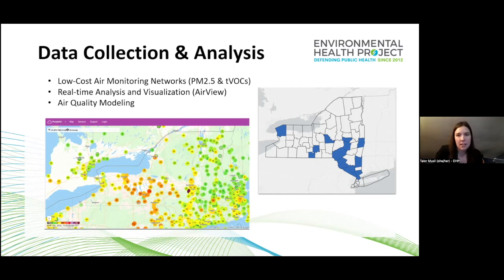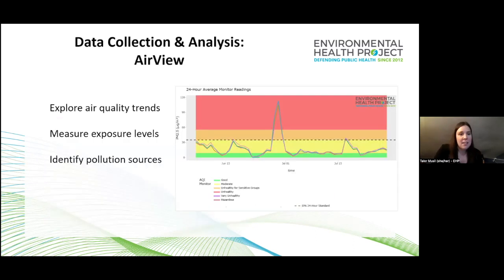Next, please. So our AirView app is an online platform that has been iteratively designed with feedback from partner communities about what would be most useful for their efforts to protect ultimately their neighbors' health. The tool has 3 primary uses. So first, exploring air quality trends across seasons, weather patterns, and times of day. And second, measuring exposure levels and comparing pollutant readings with federal air quality standards, as well as monitors in the same community and other EHP monitor networks.